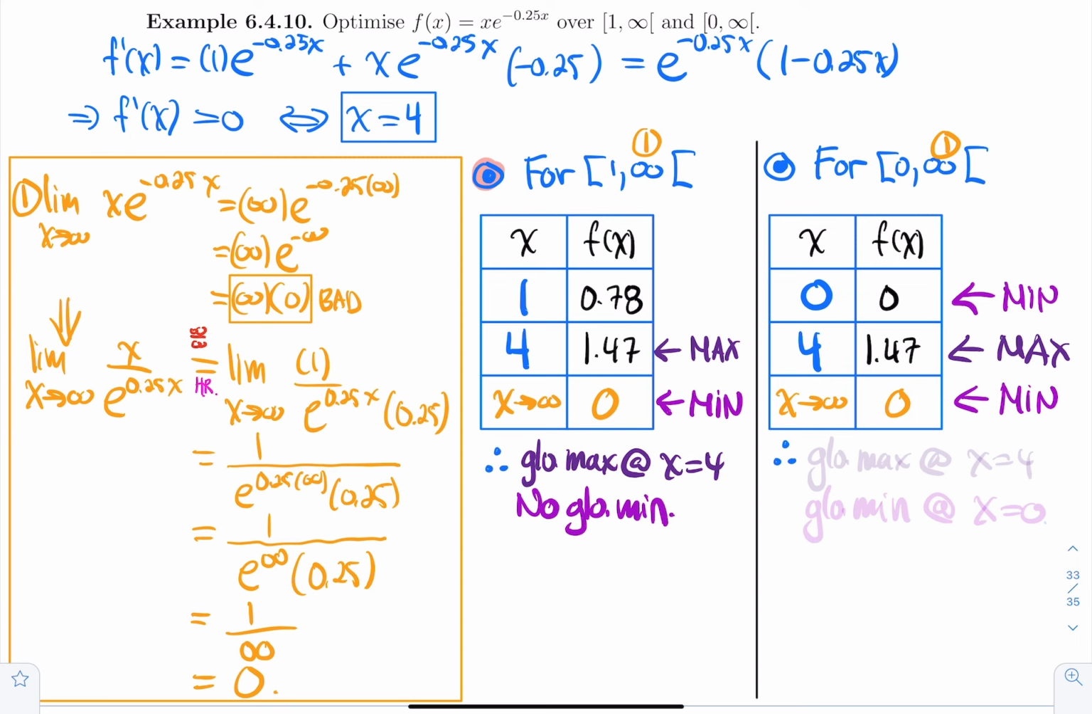So here, the conclusion is that we have a global maximum, and the global maximum is at x equals 4. And there is also a global minimum. Of course, even if the limit is getting there, and you cannot consider that one, because 0 gets there too, and because 0 is within the interval, there's a global minimum, in this case, at 0.